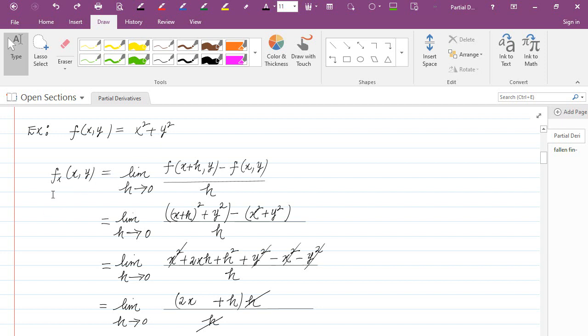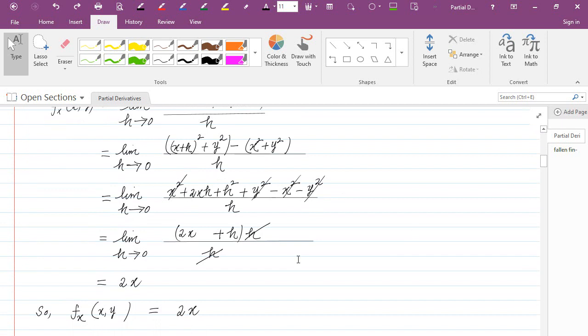Then f_x of x, y is equal to the limit as h goes to 0 of f of x plus h comma y minus f of x, y divided by h. This is equal to the following limit. Here f of x plus h comma y is going to be (x plus h) squared plus y squared, and f of x, y is this. Now we expand the square (x plus h) squared. So this would be x squared plus 2xh plus h squared plus y squared minus x squared minus y squared.